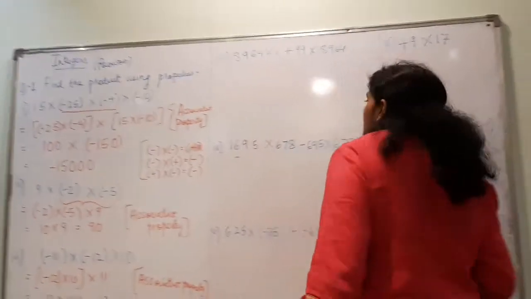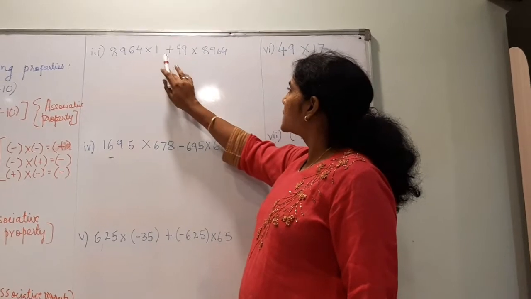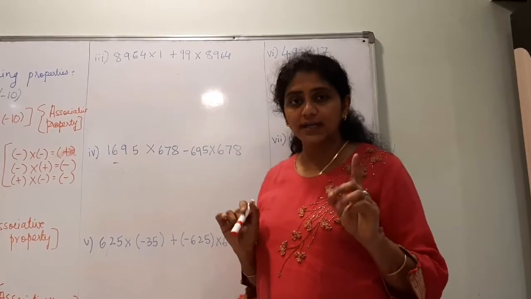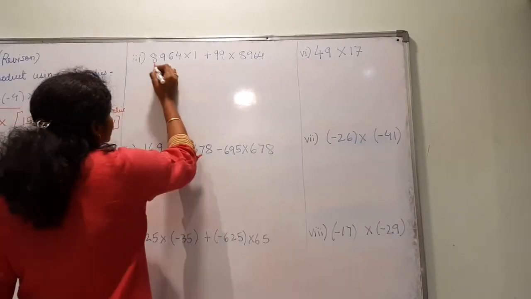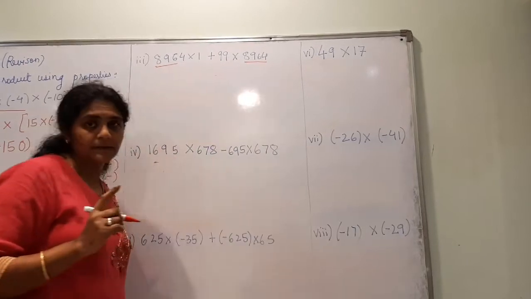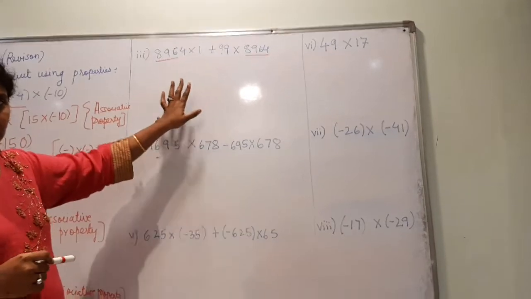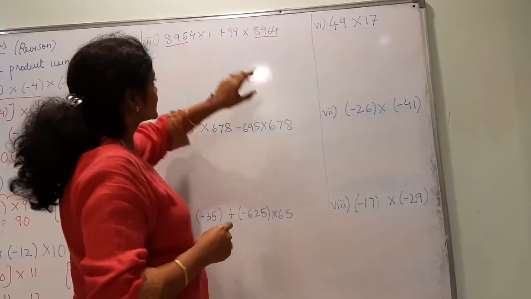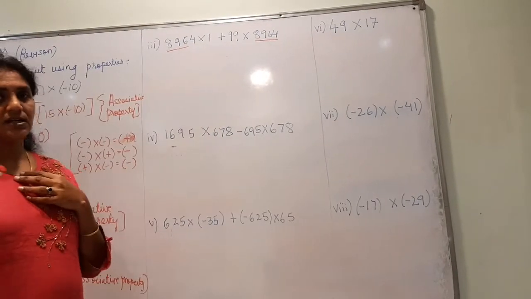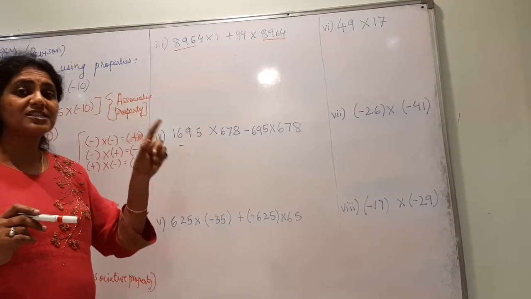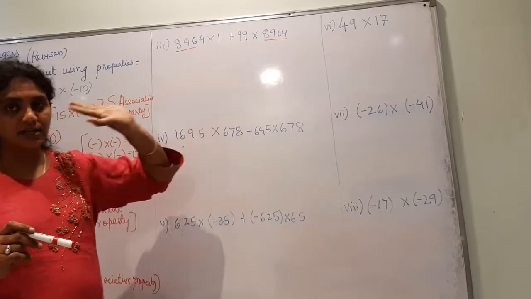Now here, as in this third one, 8964 into 1 plus 99 into 8964. Now you can see in both these terms 8964 is common. So when you see such type of questions, where there are two signs, multiplication and in between is plus, that is addition, this is called the distributive property of multiplication over addition.